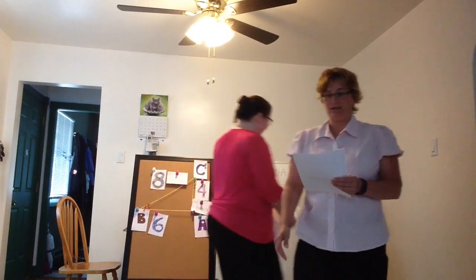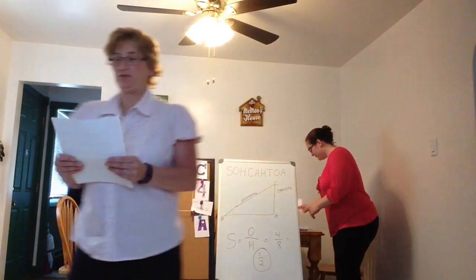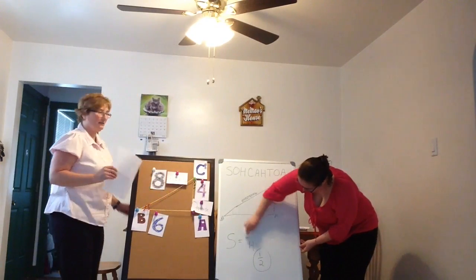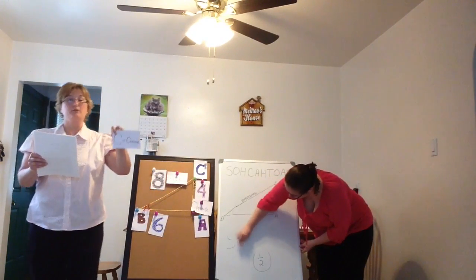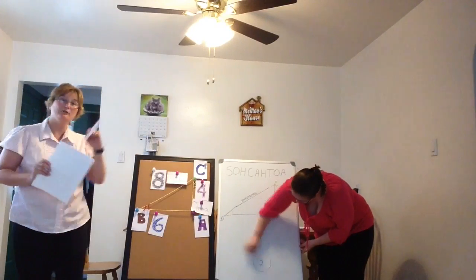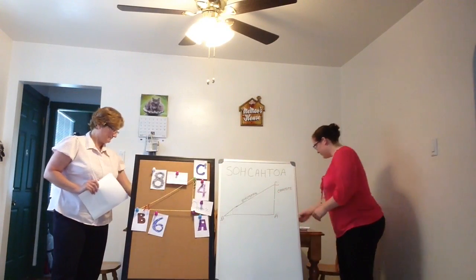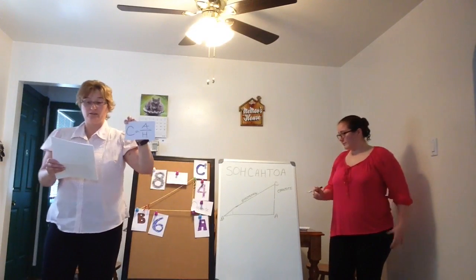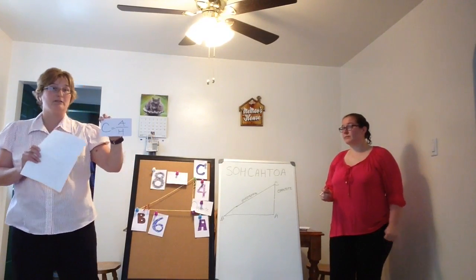According to SOHCAHTOA, which of the trigonometric functions should we solve for next? That is correct. We're going to solve for cosine. But how do we solve for cosine? If you said adjacent over hypotenuse, you'd be correct.